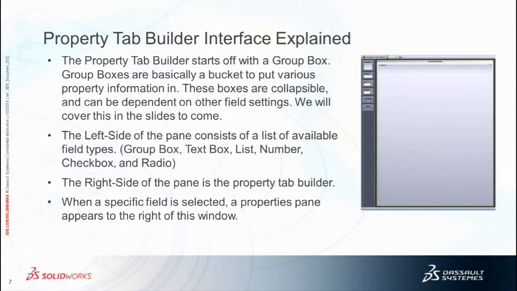The interface looks like this here. It's real simple, just like you're designing a form in Access. It's very easy to use. The Property Tab Builder starts off with group boxes, so you'll have multiple groups for different information. You create a group box, and that's what this thing here is, that first initial group box. And then you can drag these various data sets, these field types, into that group box. The left side of the pane consists of all of the available options that you can use for form data types that you can pull in and add to these group boxes. The right side is the actual Property Tab form that you're building. Okay?